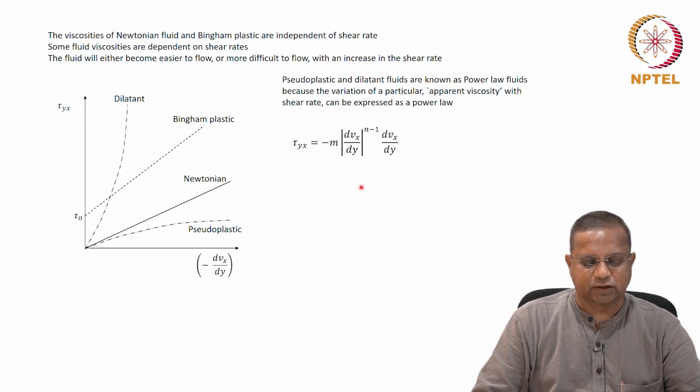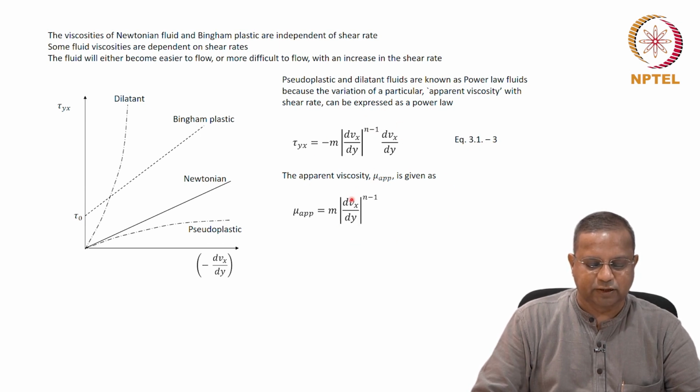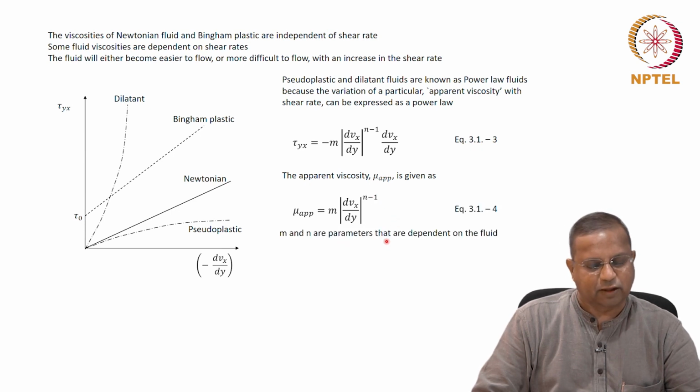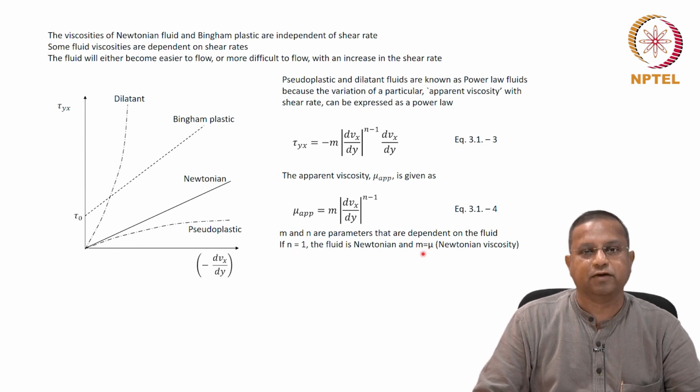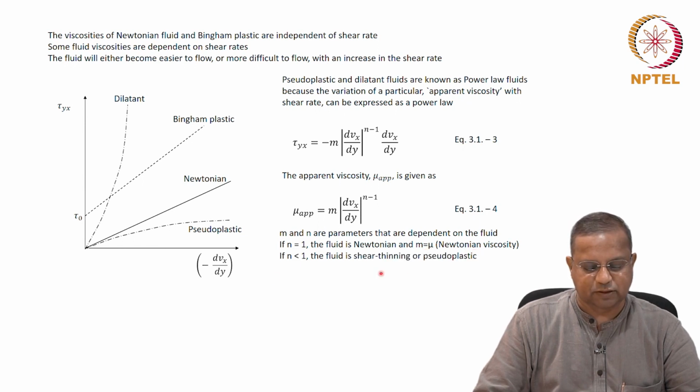Okay. Here, this term, m dvx/dy to the power of n minus 1, is called the apparent viscosity. m and n are parameters dependent on the fluid. If n equals 1, this one disappears, and therefore you have a Newtonian fluid, and m, of course, becomes the Newtonian viscosity. If n is less than 1, the fluid is shear thinning or pseudoplastic.